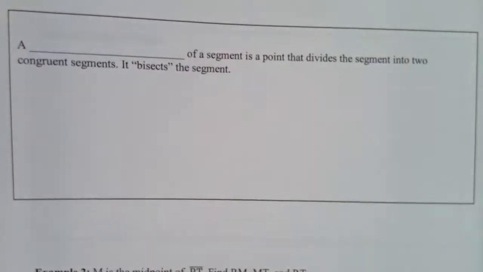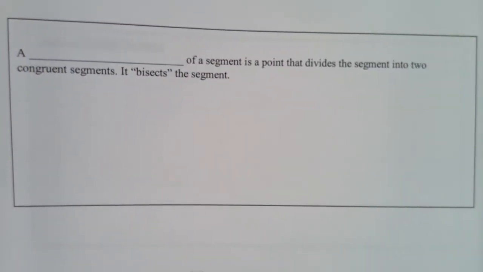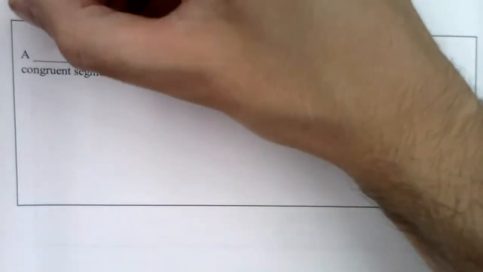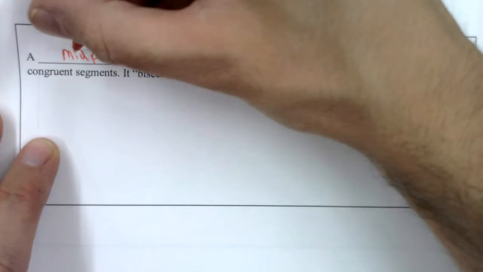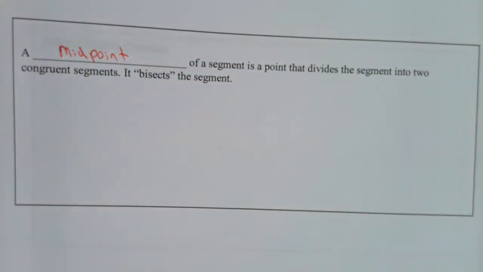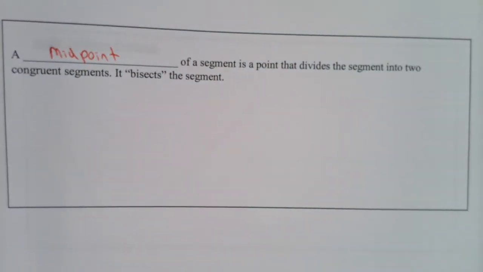This lesson is pretty long, 5 pages. So on page 2, we have a definition at the top, and the definition is midpoint. A midpoint of a segment is a point that divides the segment into 2 congruent segments. It's said to bisect the segment.